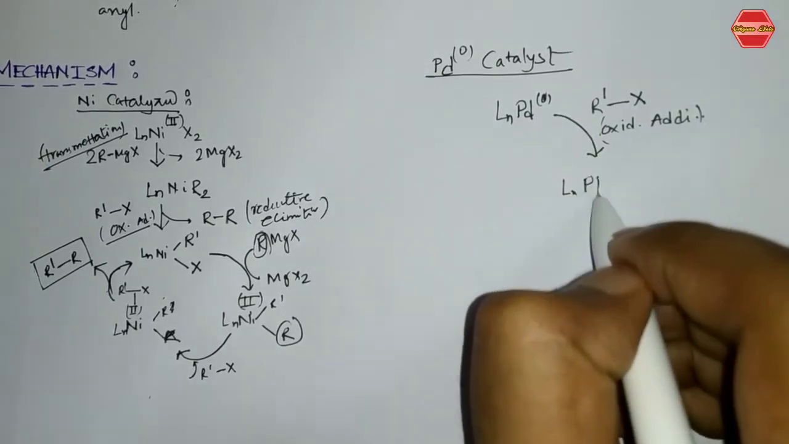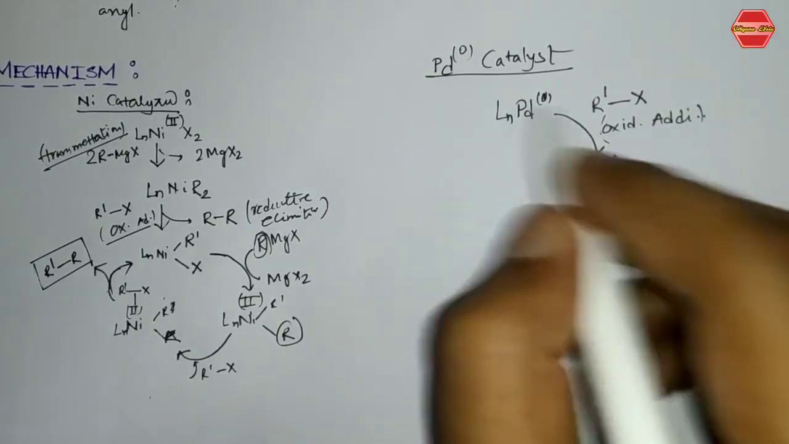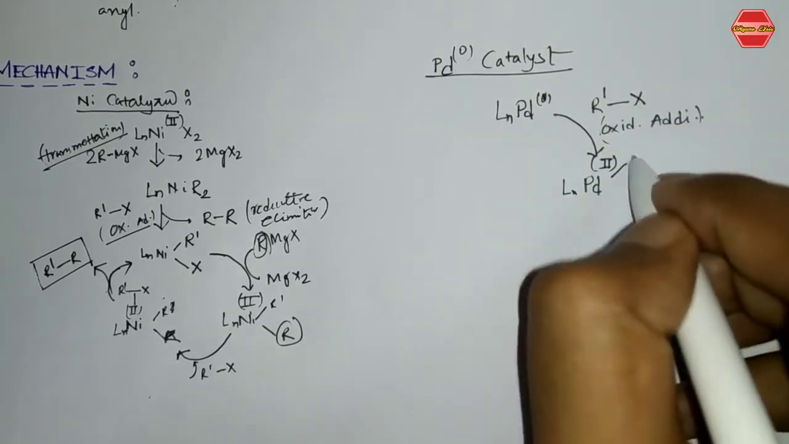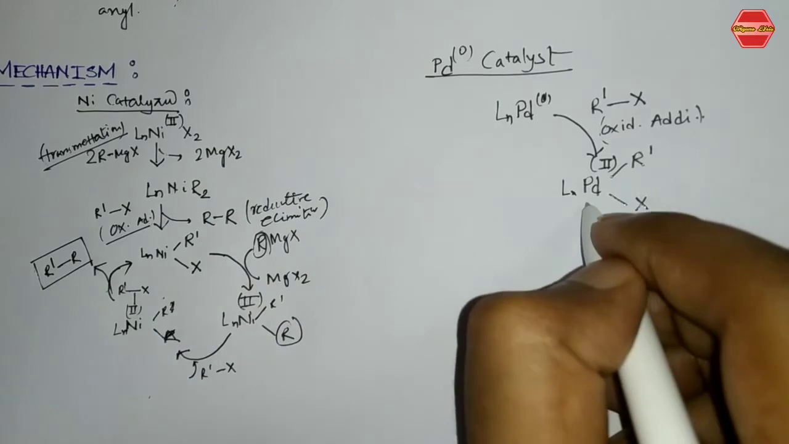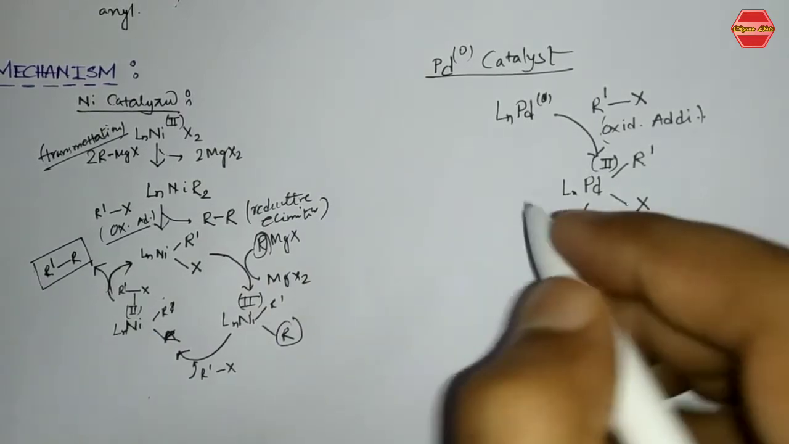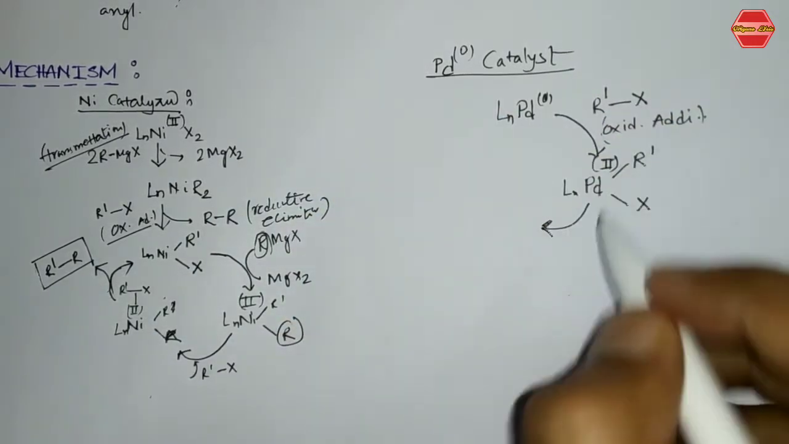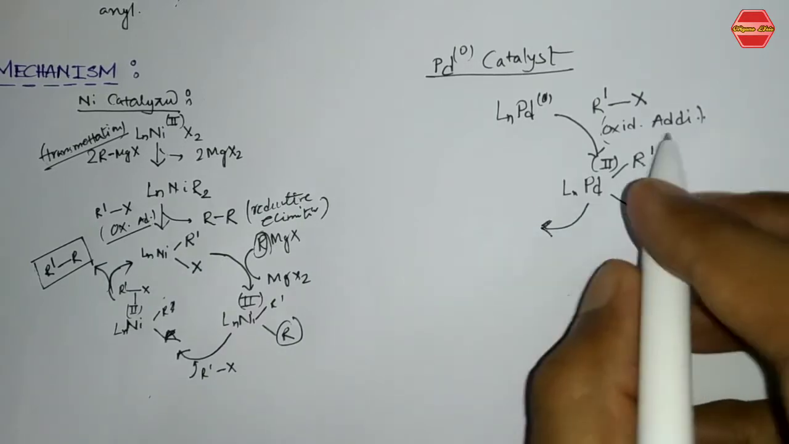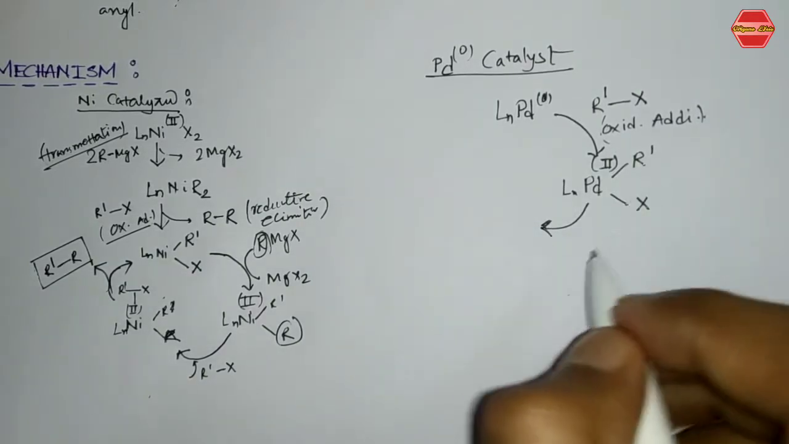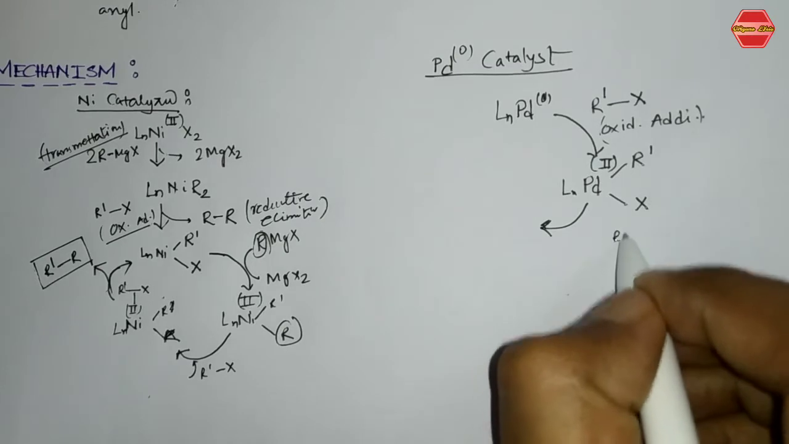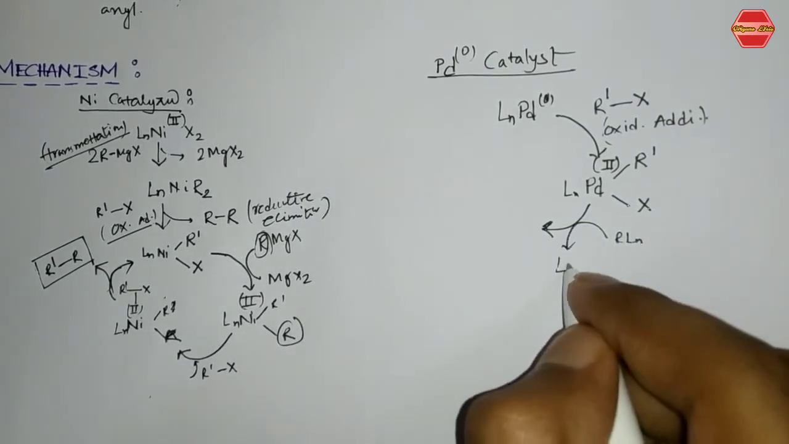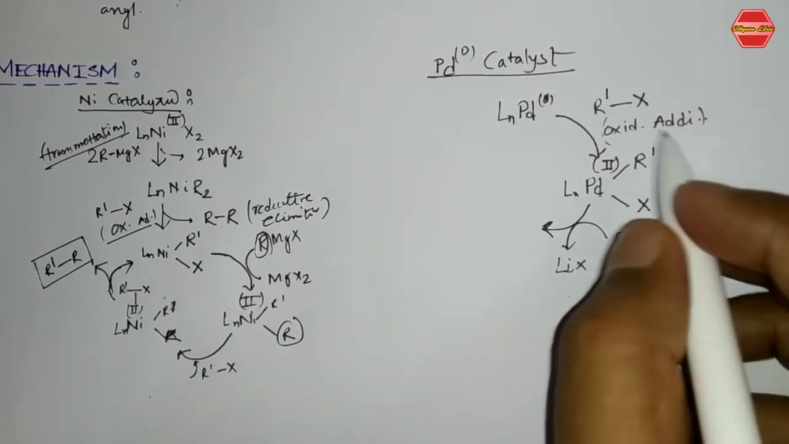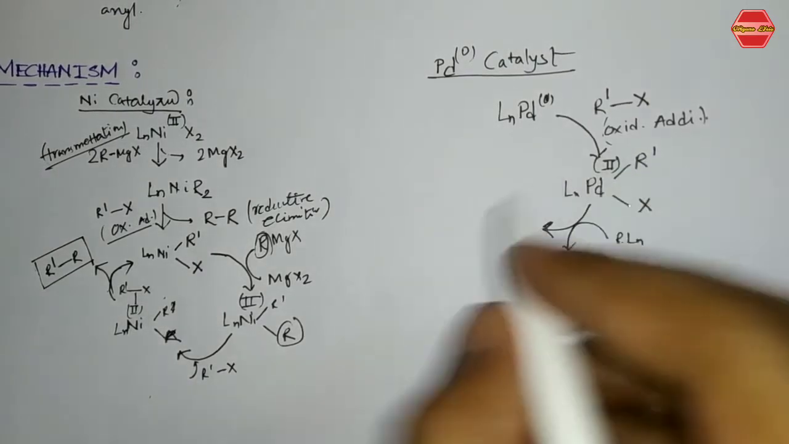So after the oxidative addition, palladium 0 is now converted to palladium 2, and this is R1 and here is your X. Now after that you have to use this organolithium kind of complex. So if we are using organolithium to transmetallate this palladium complex, so if we are using RLi, then we are going to get over here this LiX, right? And this R group is now attached with this palladium.